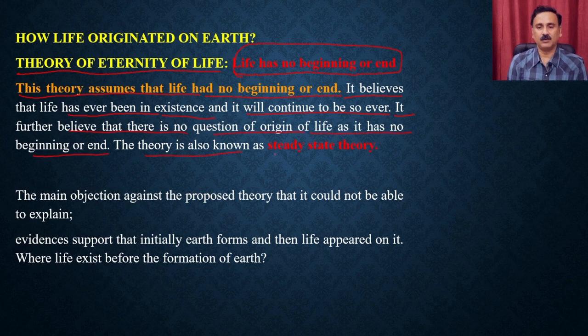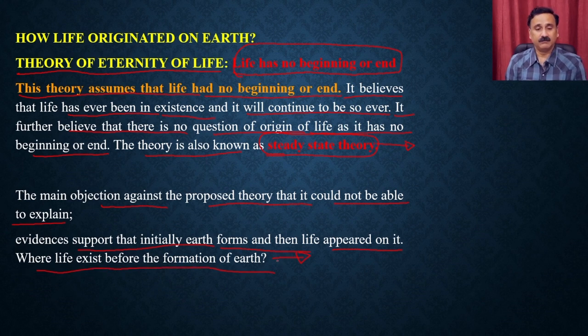This theory is also known as the steady state theory, which says that life cannot be created and cannot be destroyed. That's how this theory is also called the theory of eternity of life or the steady state theory. The main objection against it is that it could not explain the evidence that the Earth formed first and then life appeared on the Earth, whereas this theory says life existed before the formation of the Earth, right? So this theory is not able to explain many of these objections.